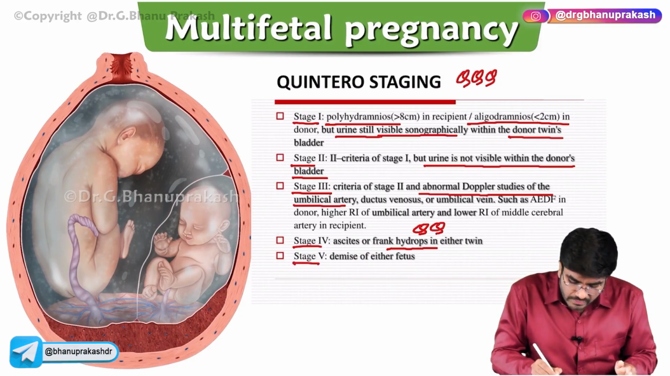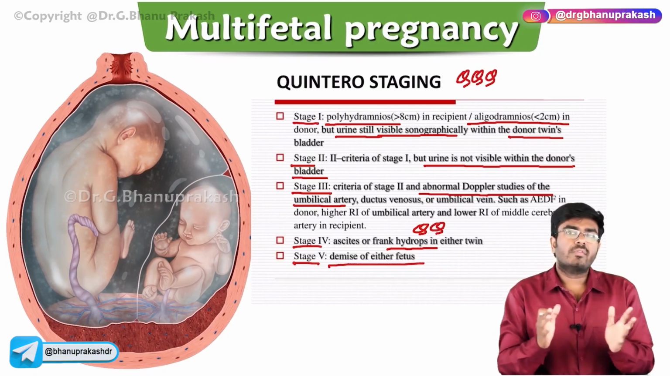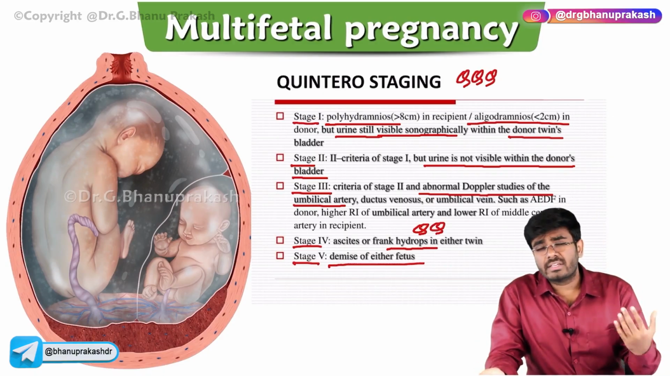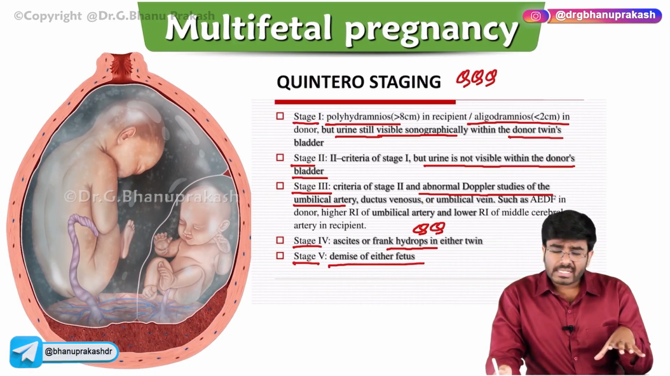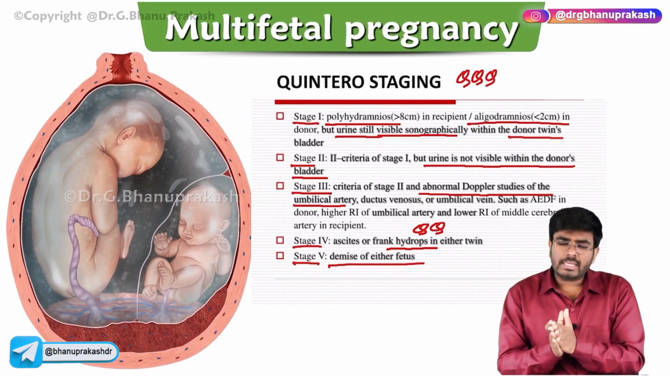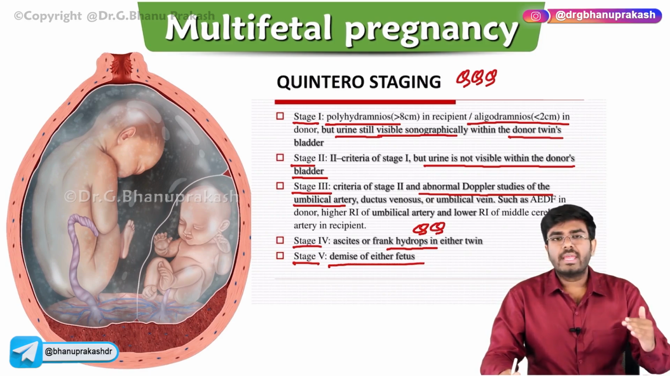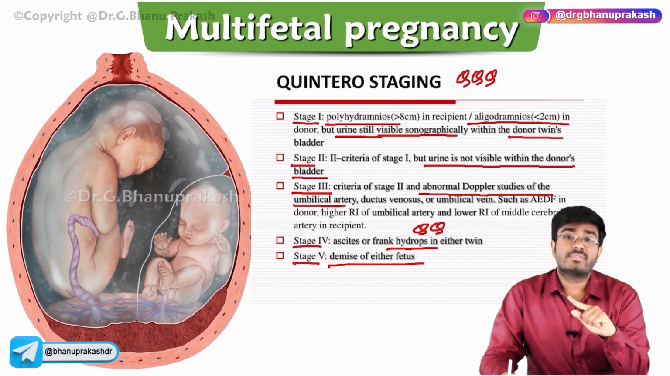And in stage 5, death of either of the fetuses, any one fetus is dead. At the end of the day, both fetuses are at risk of dying. One baby will die with cardiac failure, the other baby is going to die with shock, circulatory collapse. One baby is going to die with anemia, the other baby is going to die with circulatory overload. We have already discussed that. So stage 1, simple: polyhydramnios, oligohydramnios, bladder is visible in the donor.